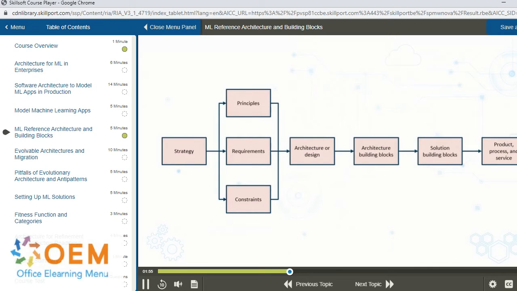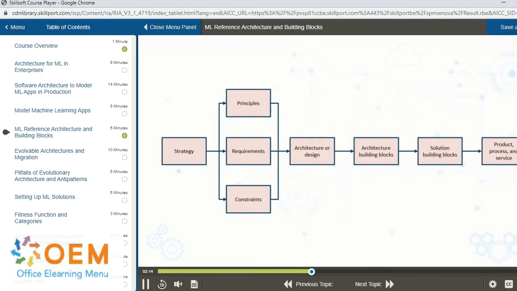Once you have designed your architecture, you need to identify the inner blocks of the architecture, which can be related to training, modeling, curating data, and depends on the complexity that you are going to target. Now you have all the building blocks identified. Next is to build the solution building block.